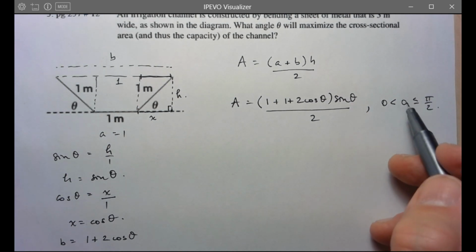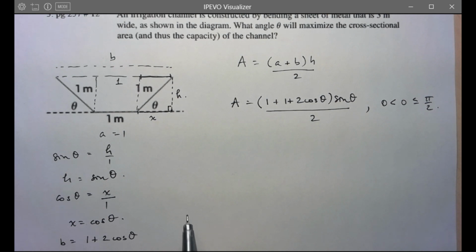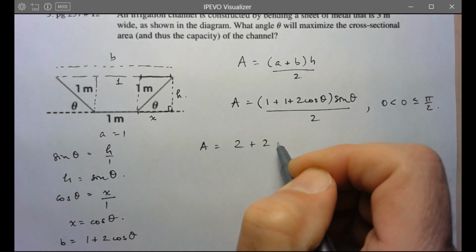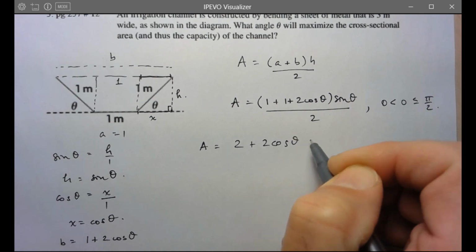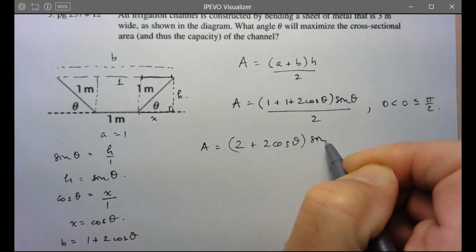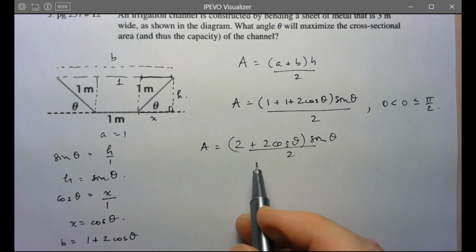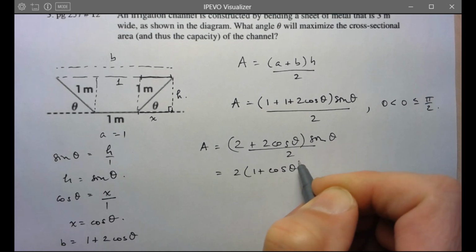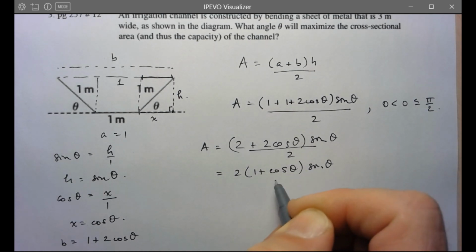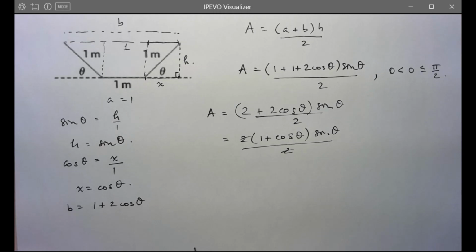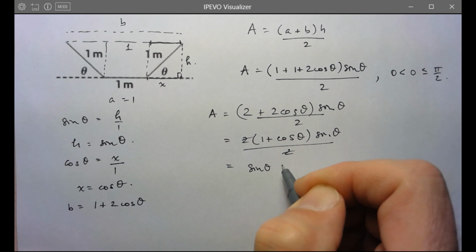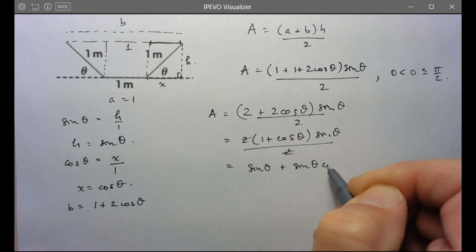Okay, so in the end, this is not a closed interval, so I will have to justify any optimal values that I find. Okay, so let's clean this up a little here. So we get A is equal to (2 plus 2 cos theta) times sine theta, over 2. I'll factor out the 2. So 2 times (1 plus cos theta) times sine theta. So there goes the 2's. And then finally here, I'll just distribute that out. So that's going to be sine theta plus sine theta cos theta.